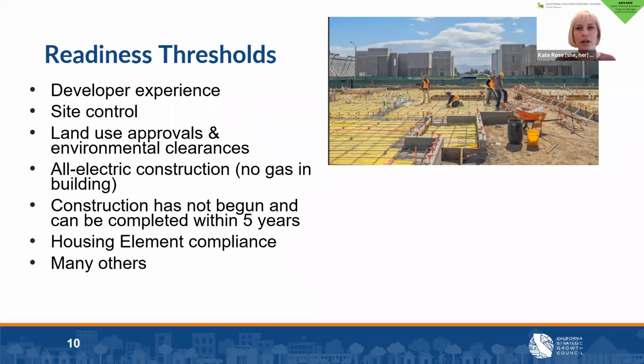So there are developer and site control requirements, which I'll cover on the next slide. You must also have land use approvals and environmental clearances in place by time of application. You're required to do all electric construction. You must not have begun construction yet at time of application, and construction must be completed within 5 years of the award. You must also be within a jurisdiction with a compliant housing element. And there's quite a few other threshold requirements too, but these are the ones that we felt were most pertinent to share.